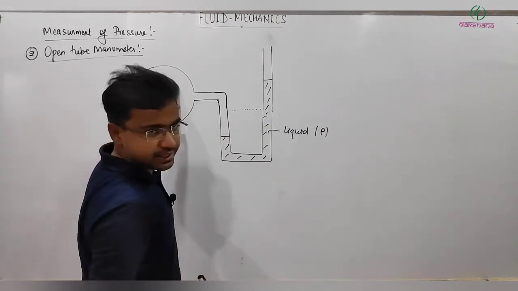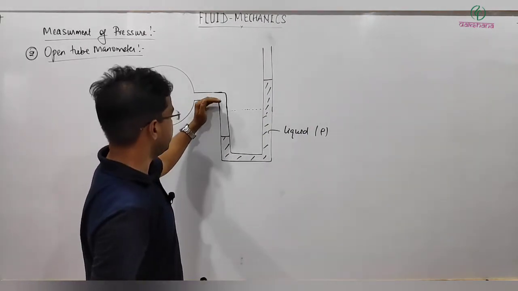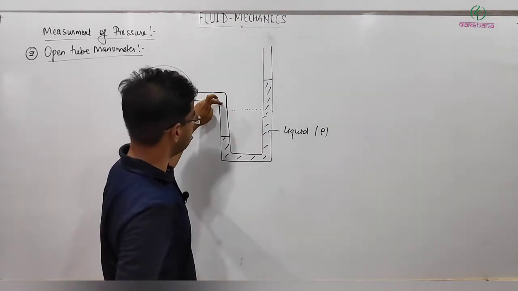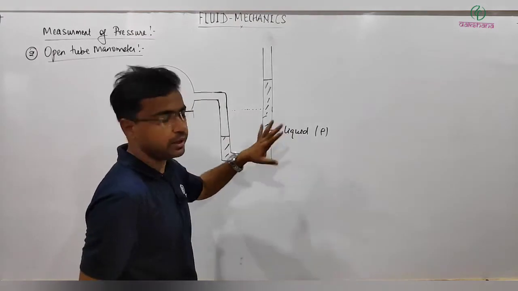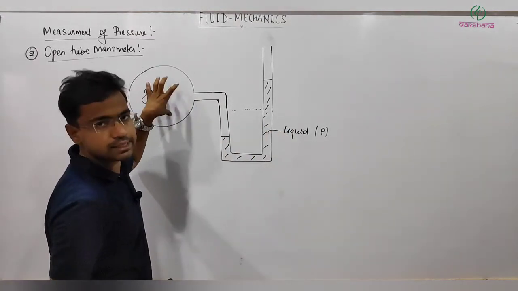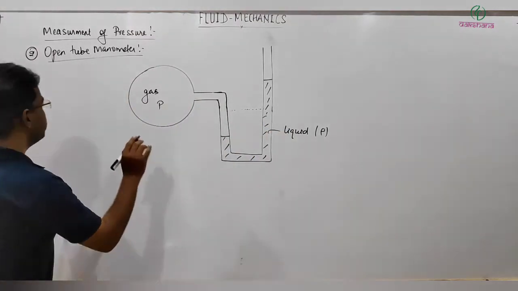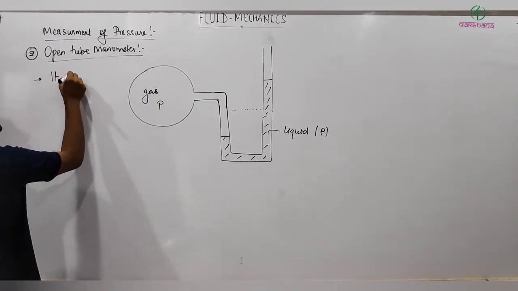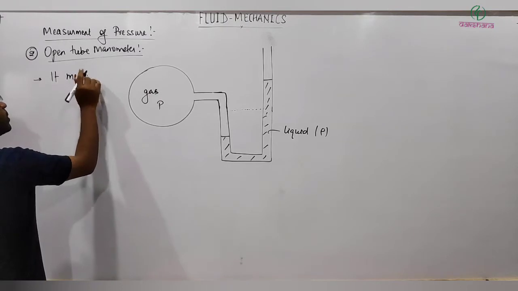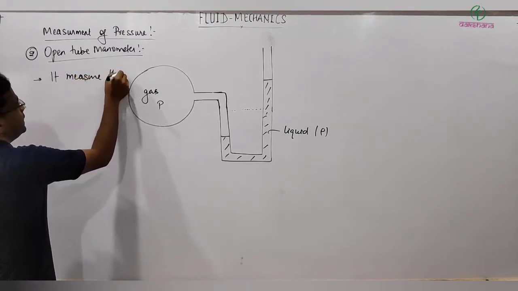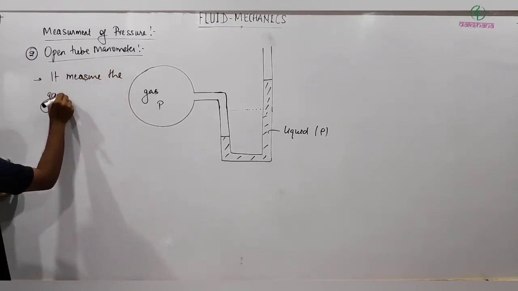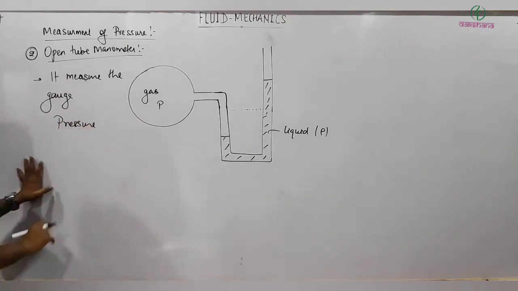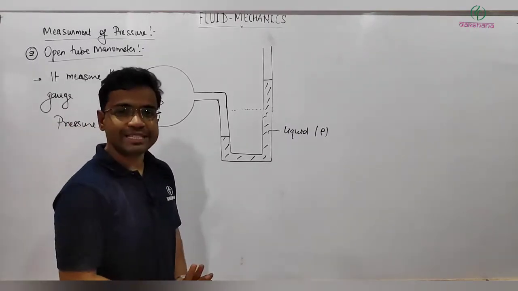Similarly, if the pressure inside is low, what will happen? The atmospheric pressure will compress it further, so there is a possibility that here it's rising and here it's falling. In that case, the pressure inside this container is low. One more thing here: the open tube manometer measures the gauge pressure, not the absolute pressure, right? Now let me tell you how exactly it measures.